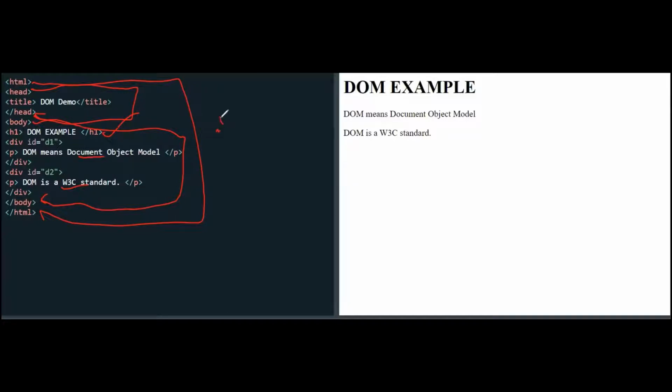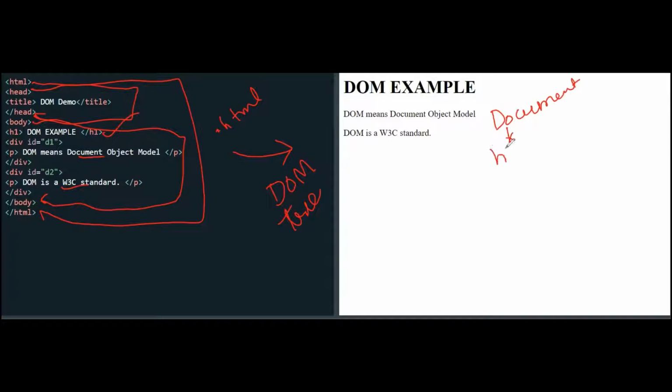Now this is your .html, right? So this .html, when it is parsed, you get the Document Object Model, which looks like a tree structure. Let me just draw that for you. So what is there? This is your document.